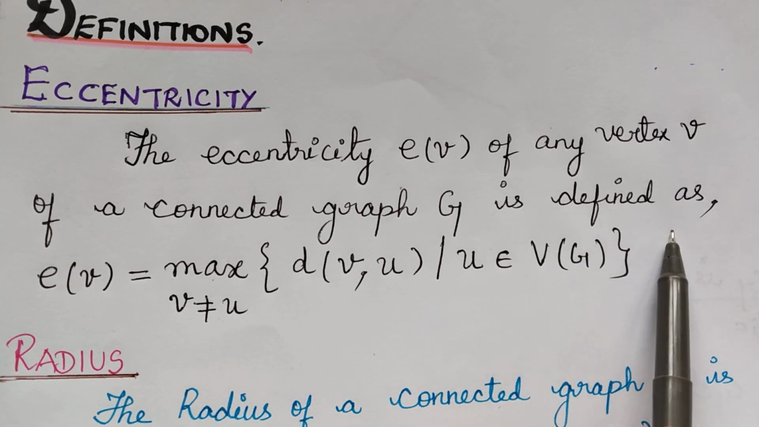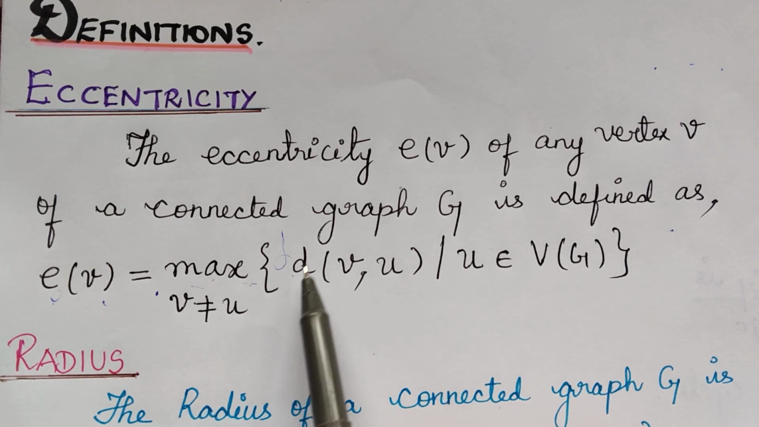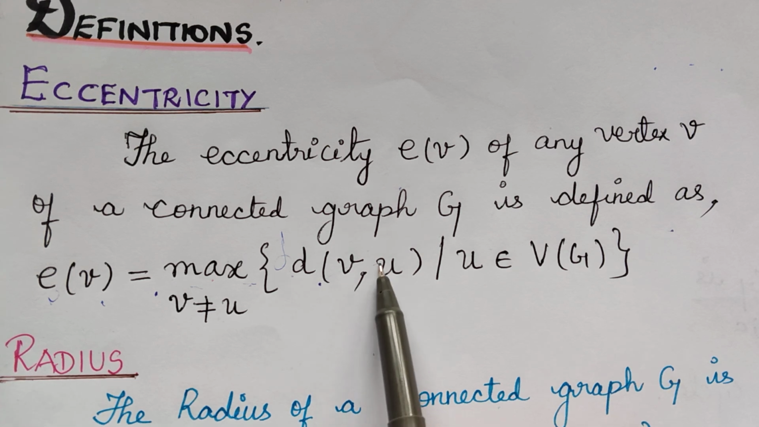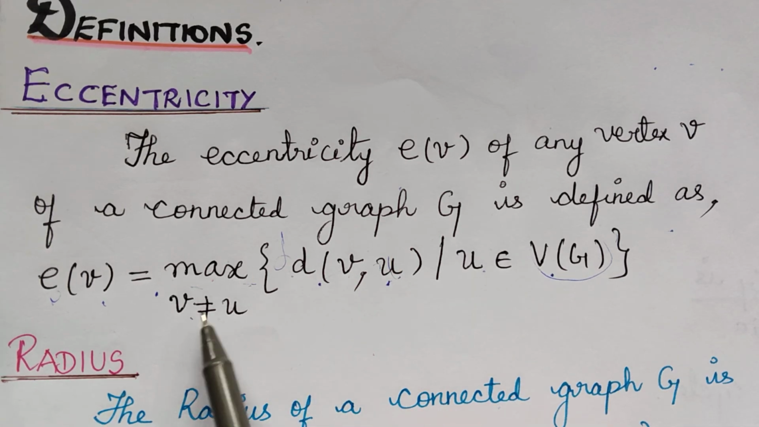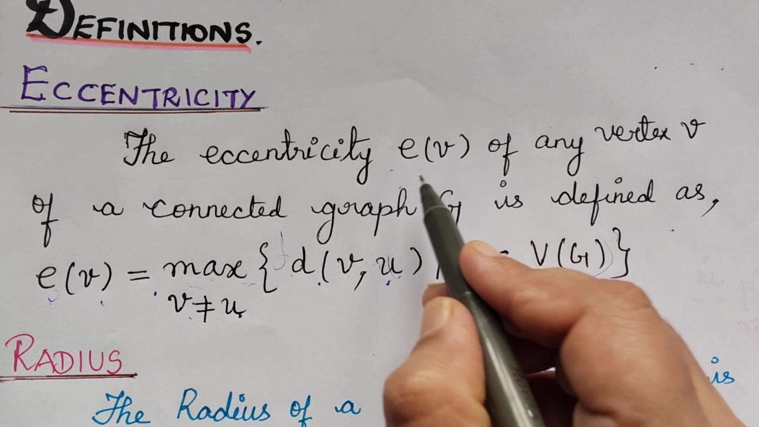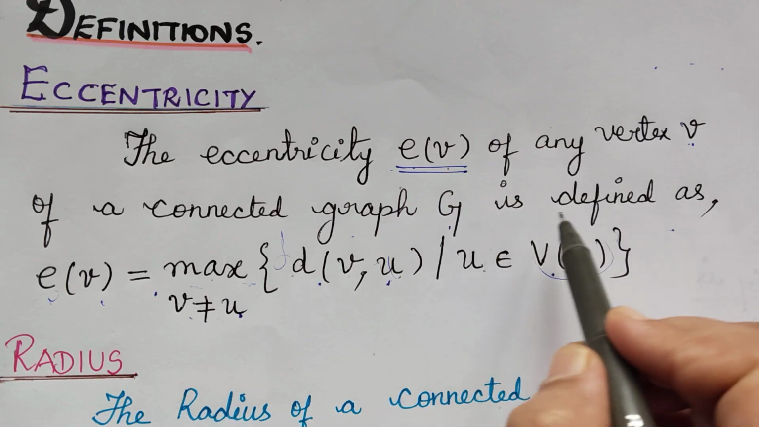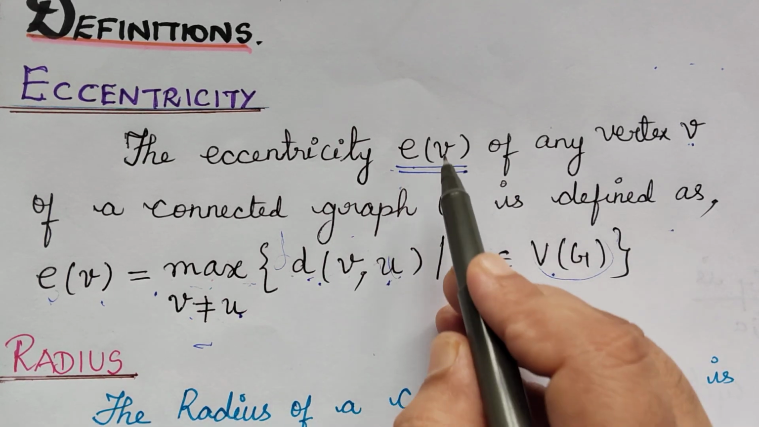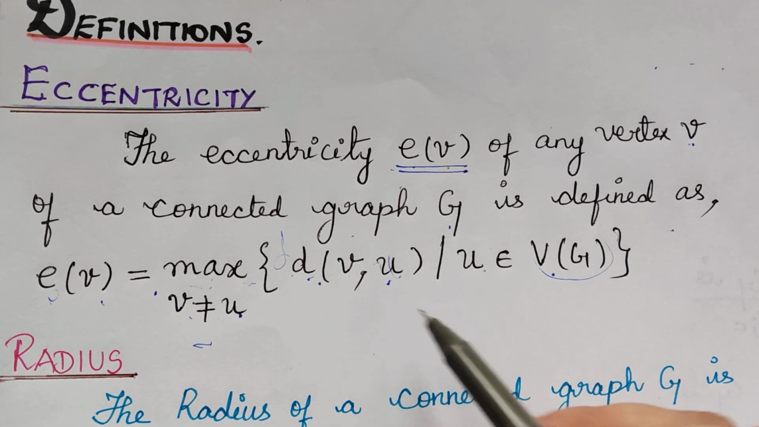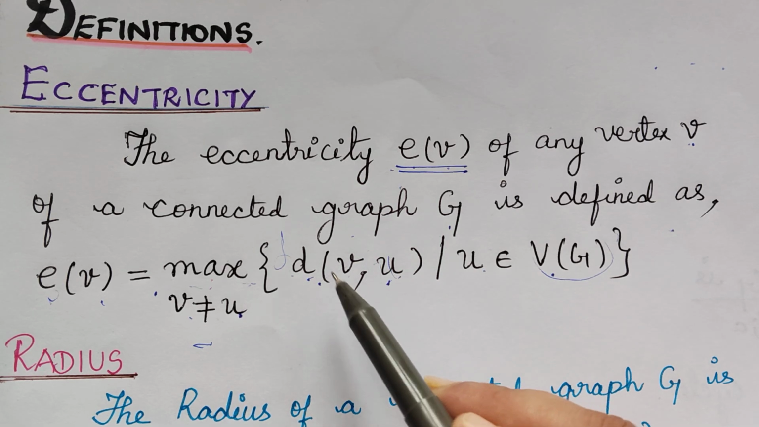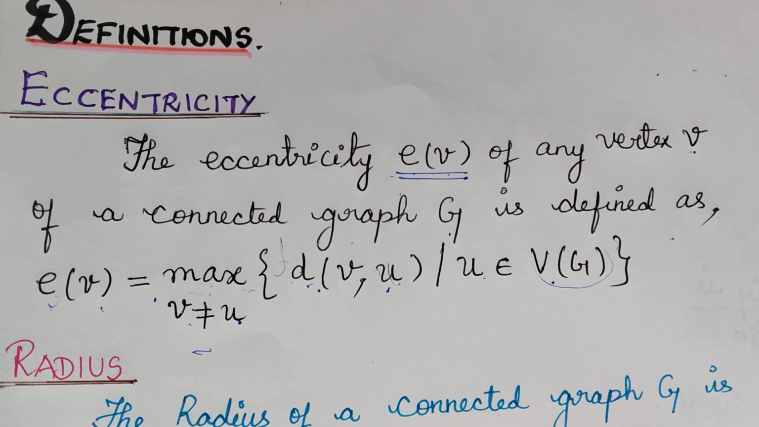graph G, which is denoted by E of V, is equal to the maximum of the distance of the vertex V from any point U which belongs to the vertex set of the graph, where V is not equal to U. So the eccentricity of any vertex V of a connected graph G is defined as the maximum distance of this vertex V from any point U of the graph G. That is, the longest path from V to any point is the eccentricity of a vertex in a graph G. Let us understand this with the help of an example now.